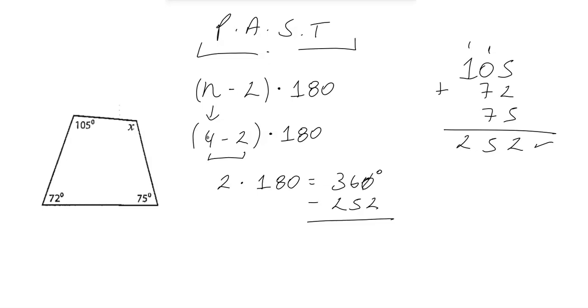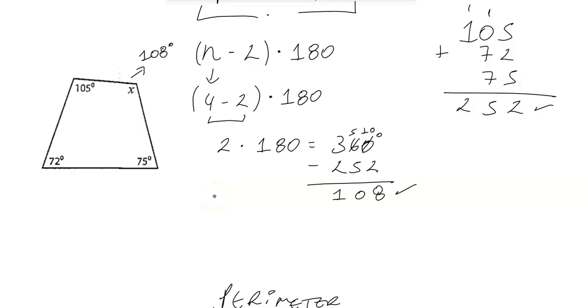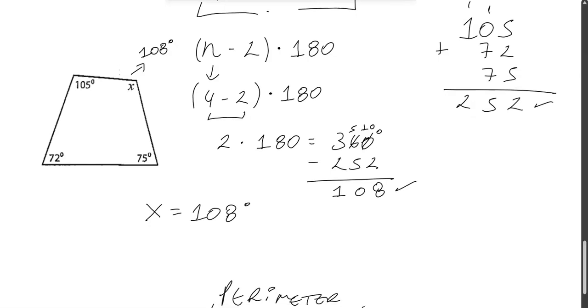Well, this cannot be done, so I need to borrow. This is a 10, this is a 5. So 10 minus 2 is 8, 5 minus 5 is 0, and 3 minus 2 is 1. Okay, so my angle right here should be equal to 108 degrees. That's it. So x is equal to 108 degrees.